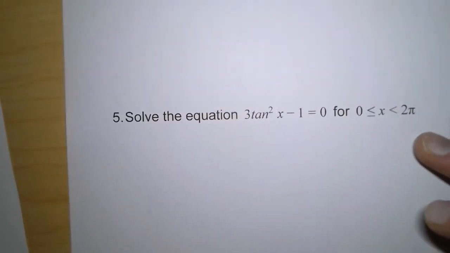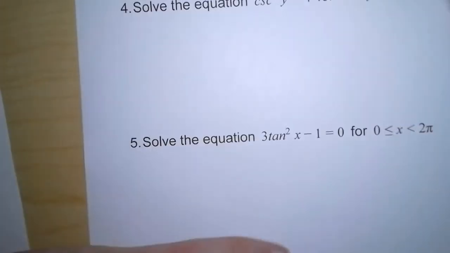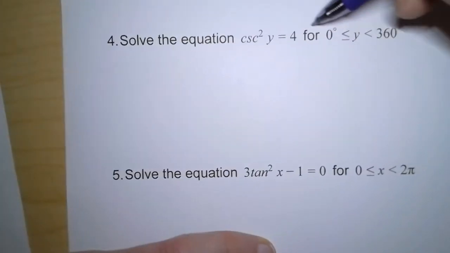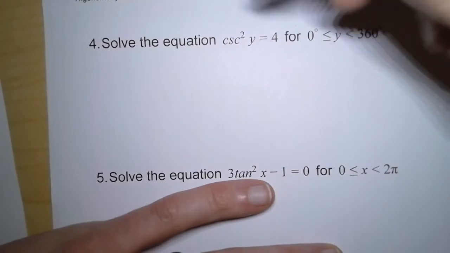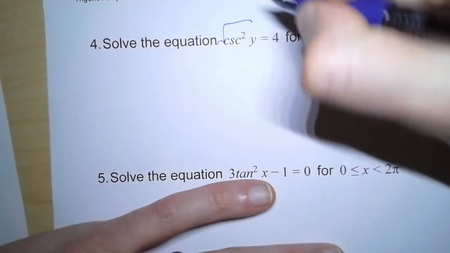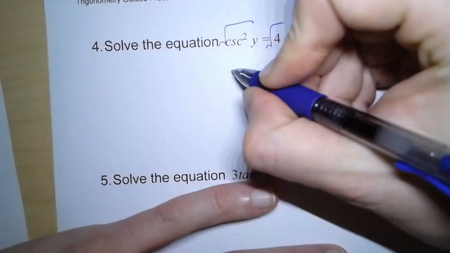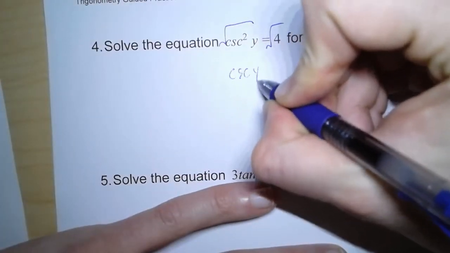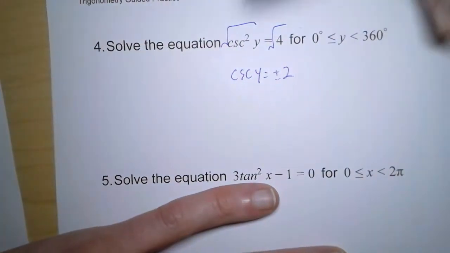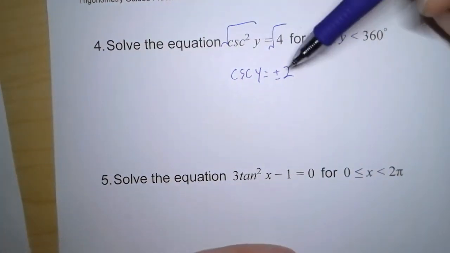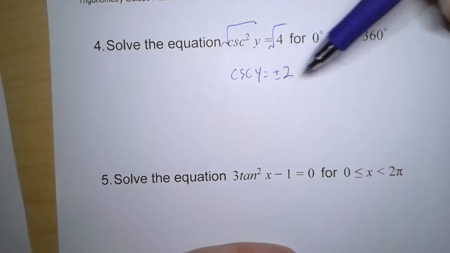Now on the next page, here we're given cosecant squared of y equals 4. All right, so how do we solve this? Well, we have to first take the square root to get cosecant by itself. So that means cosecant of y equals plus or minus 2. Because if cosecant squared is 4, then we could either square positive 2 or we could square negative 2.